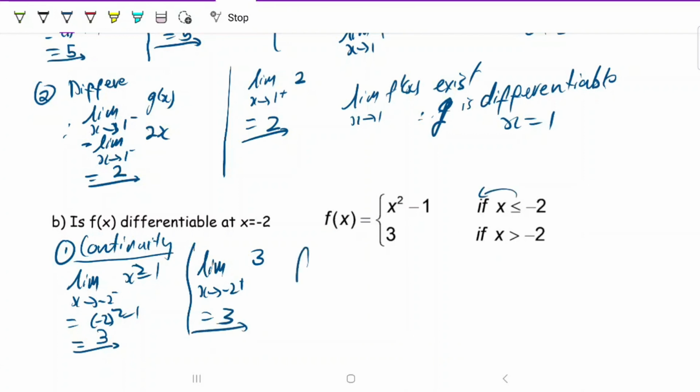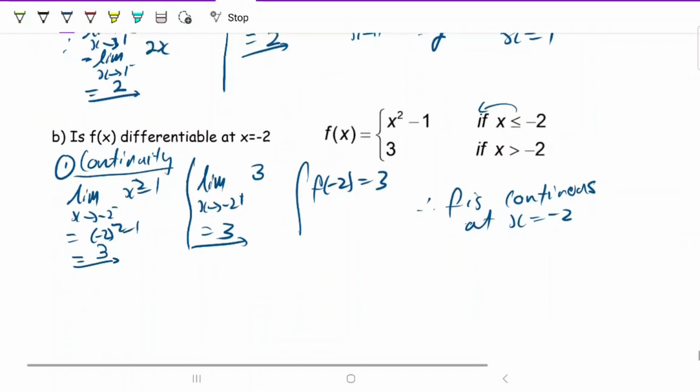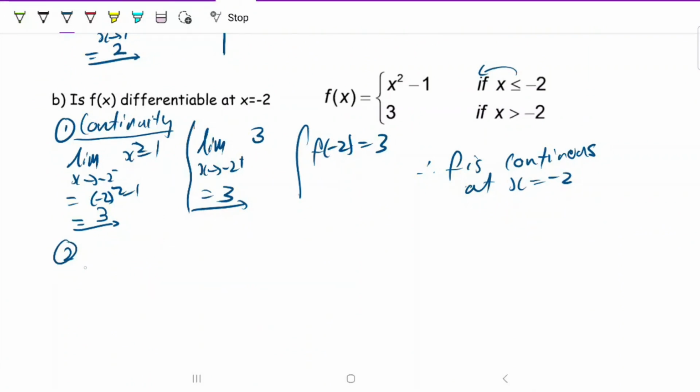Because of that as well, we can say that f of negative 2 is 3. So we can easily say that f is continuous at x equals negative 2. Quite important for us to note that. Let's check the differentiability bit now. Here we take the limit as x tends to negative 2 from the left, but now of the derivative, which is 2x. If we substitute negative 2, we get 2 times negative 2, which is negative 4.